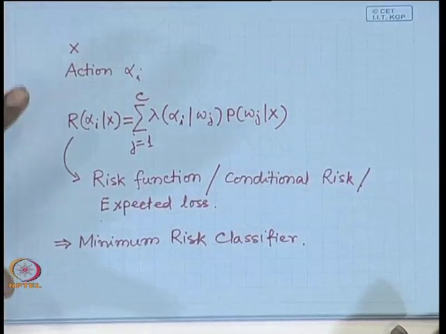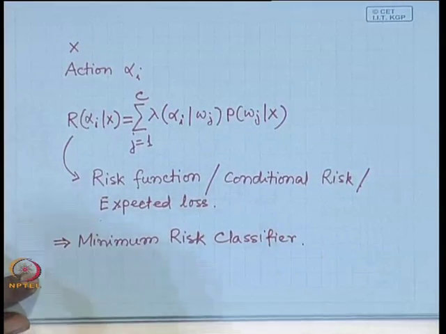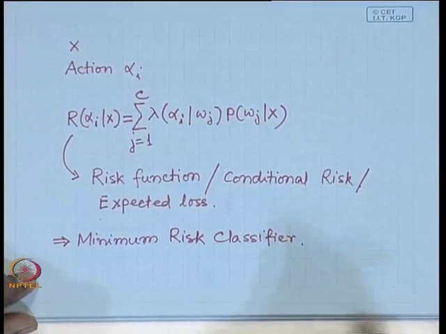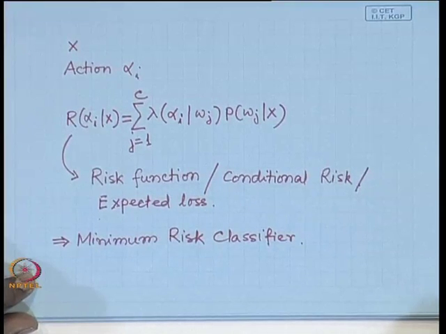So in this generalized case, the kind of classifier that I will have is a minimum risk classifier. Later on we will see various derivatives of this minimum risk classifier. It is this minimum risk classifier which, under different conditions, leads to different kinds of classifiers which are actually in use. Okay, so let us see a 2 category case.